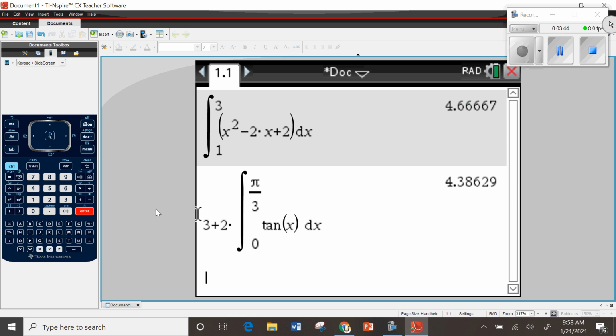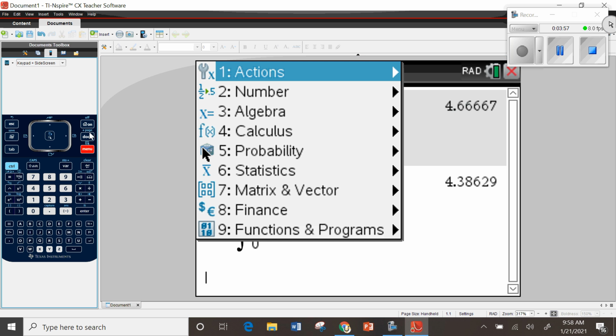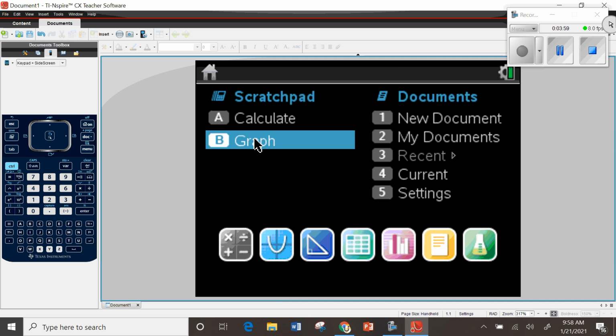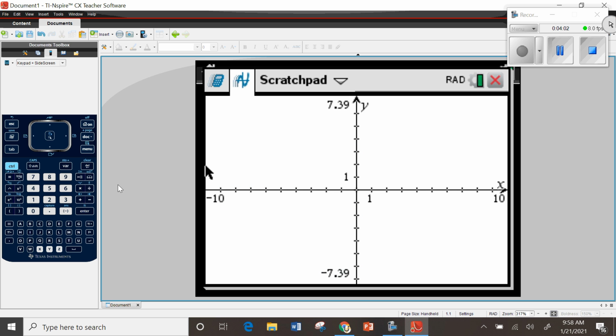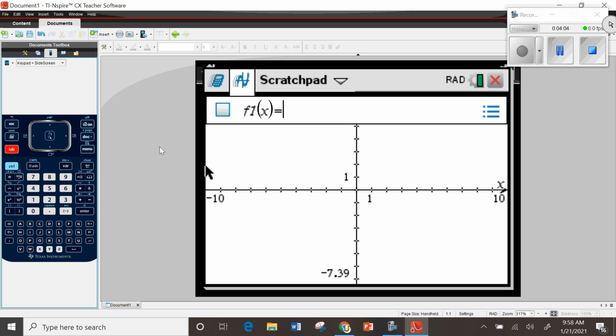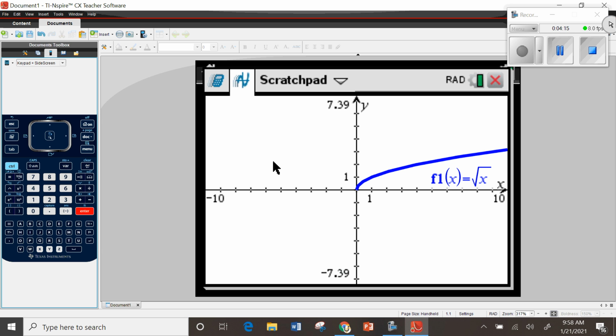So we're just plugging this stuff in the calculator. You can do this stuff from the graph also. So if we switch over to graphing, we can do this same type of thing. So I'm going to go up to graph, and I'm going to add a new graph. We're looking at the square root function. So I'm going to pull up the square root function, square root x, and we're going to graph it.